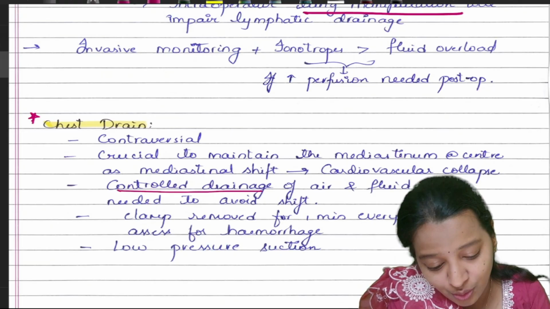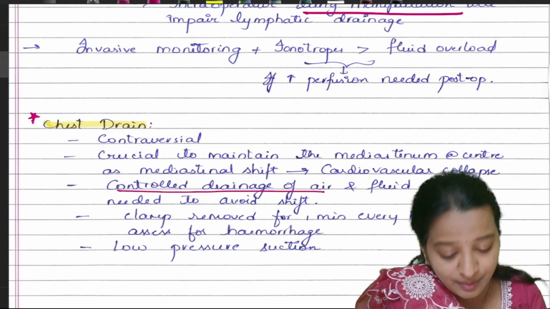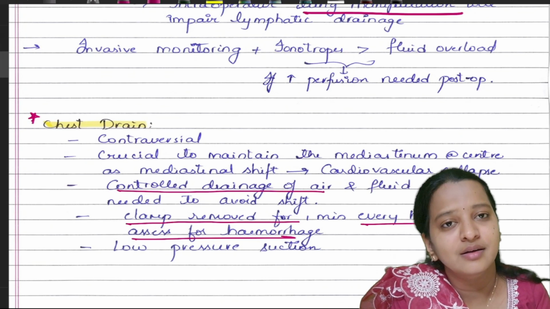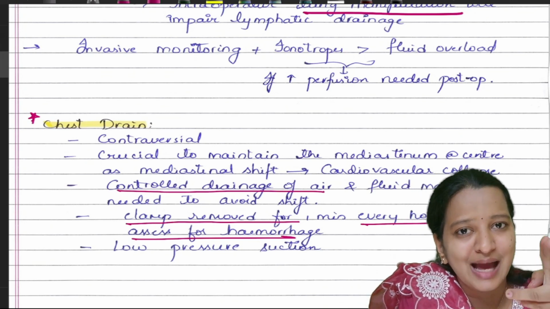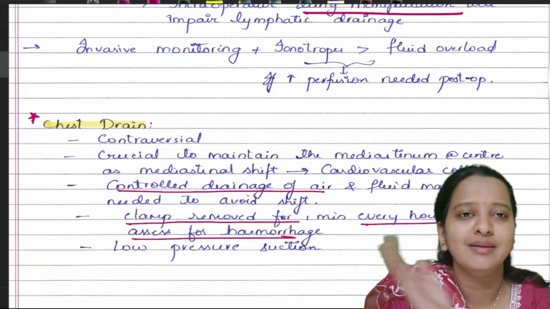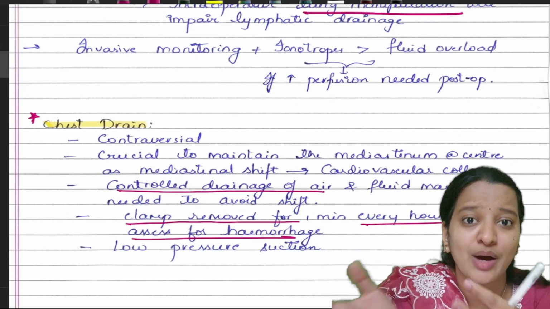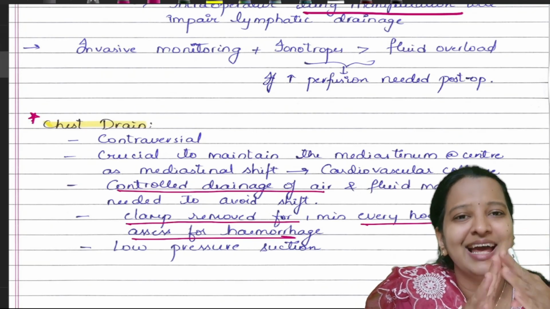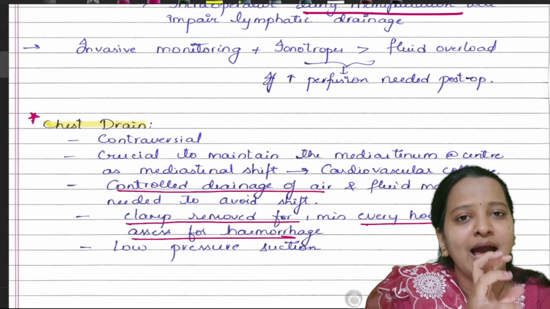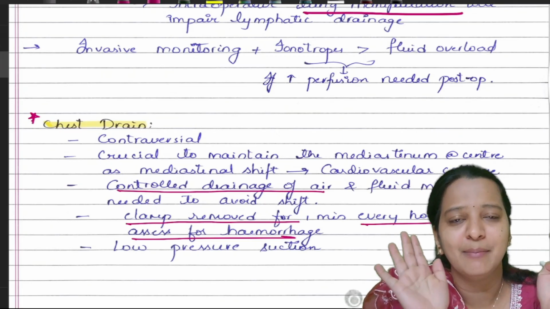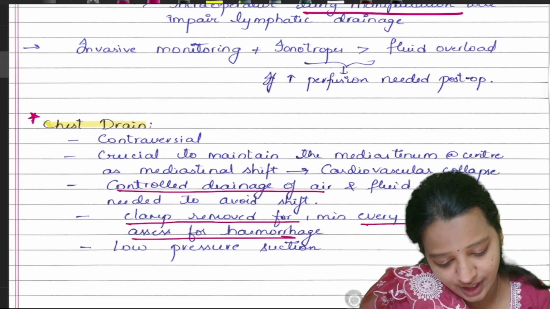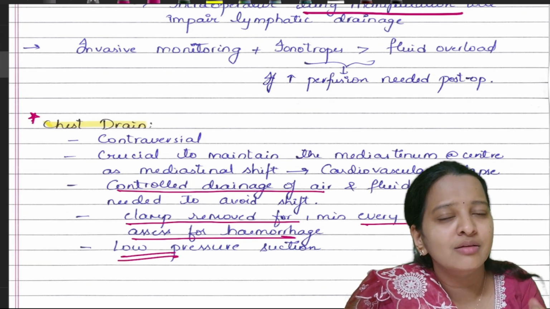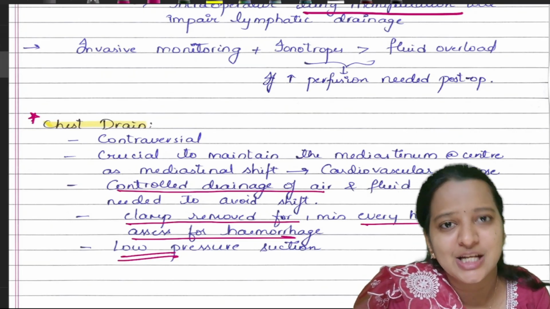Okay, there should be controlled drainage, not sudden drainage of all the fluid and all. And the clamp should be removed for 1 minute every hour to assess the hemorrhage. So there will be a drain and the clamp should be removed every hour for 1 minute to assess. If I open the clamp in such a way that everything gets drained at once, again there will be a shift and hemodynamic collapse, right? So I'll be clamping it and I'll be removing the clamp in a periodical manner and see the amount of hemorrhage, and also I will evacuate that hemorrhage through the drain. Okay. And there should be low pressure suction. If there is high pressure suction, it sucks all the hemorrhage or air at once and again there will be mediastinal shift. Okay.